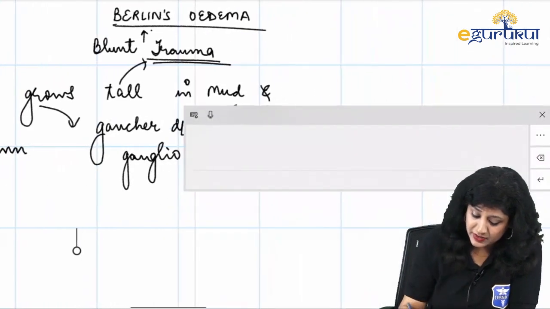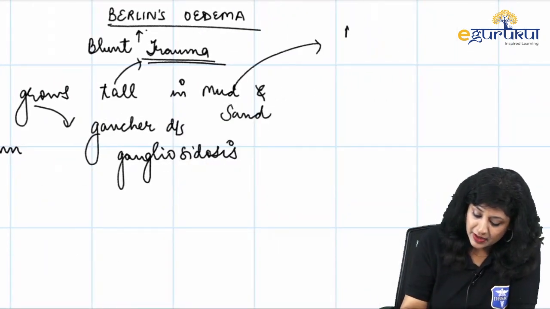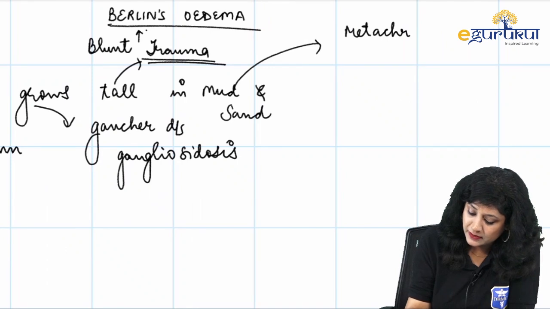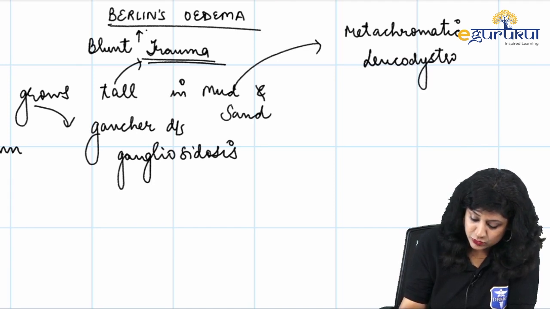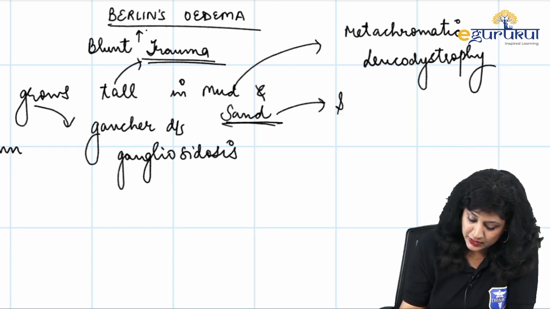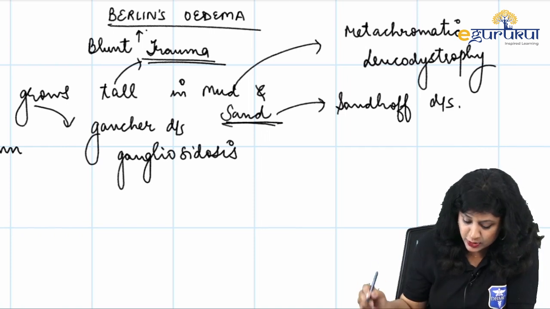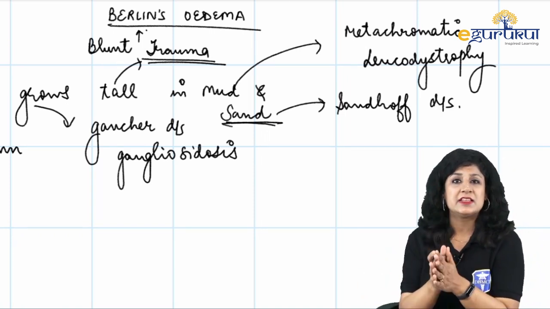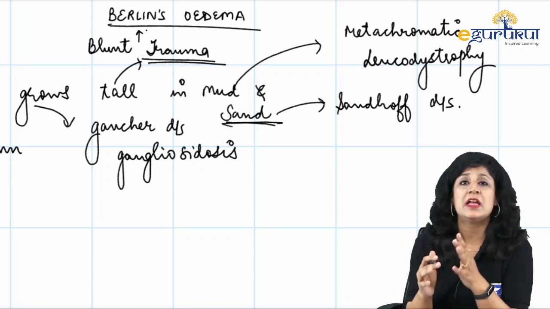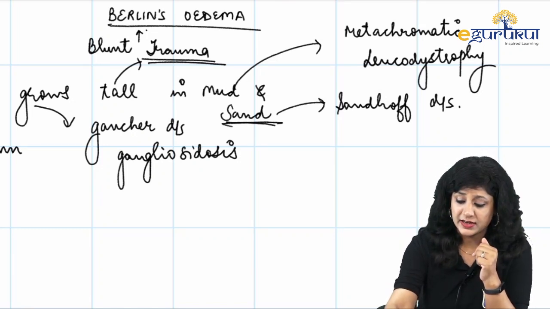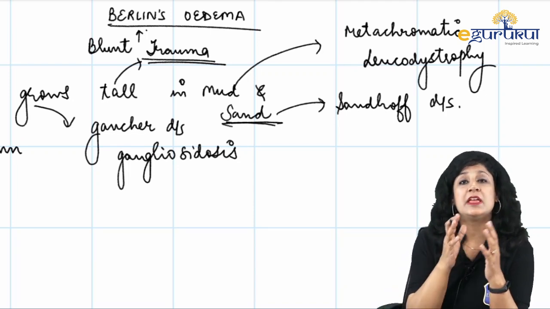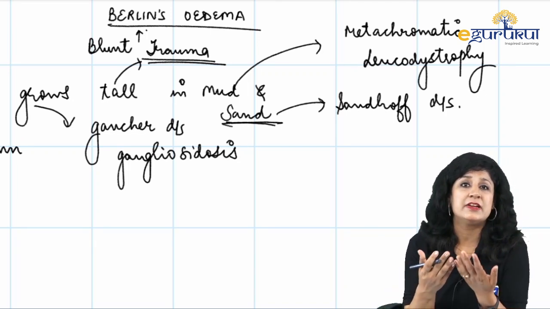Then apart from this, we have got mud. Mud means we have got metachromatic leukodystrophy, and then we also have this sand. Sand is actually your Sandhoff disease. So there are so many places where you can get this cherry red spot depending upon the other signs and symptoms that you are getting in the patient. Depending upon the age of the patient, you have to decide which cause it is.